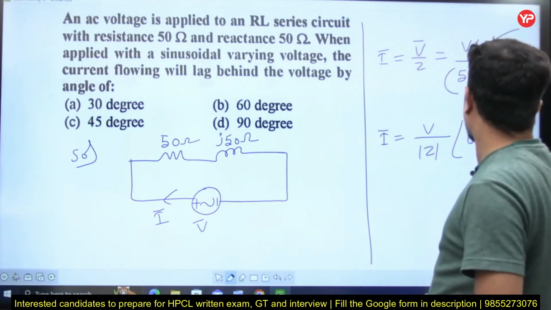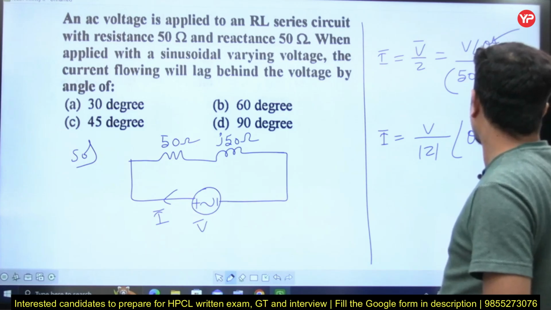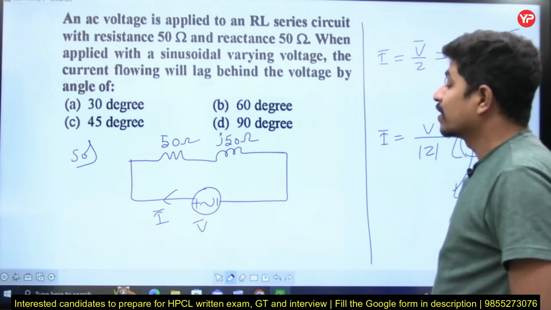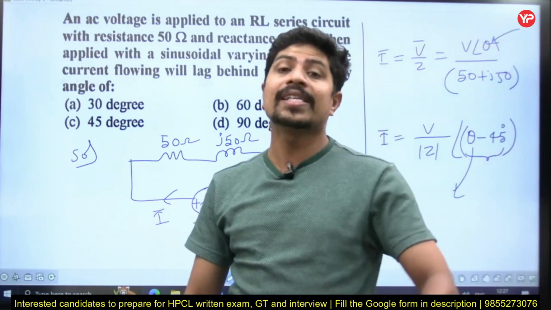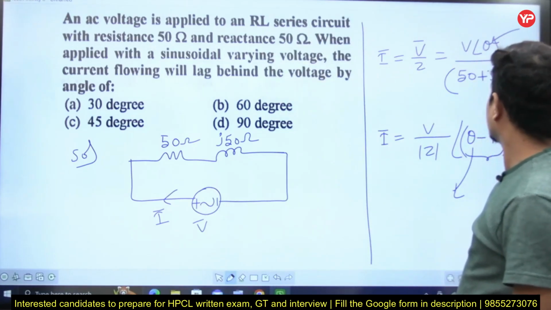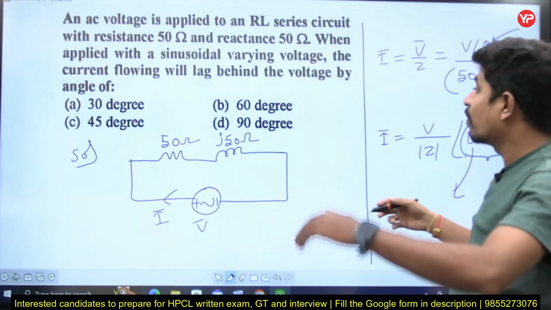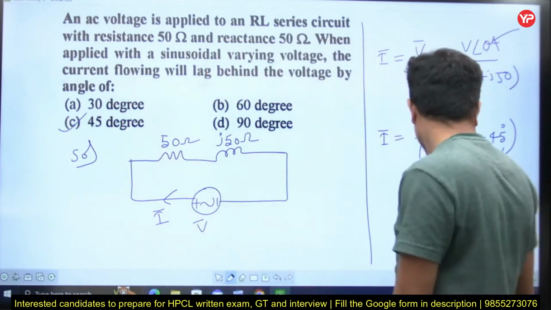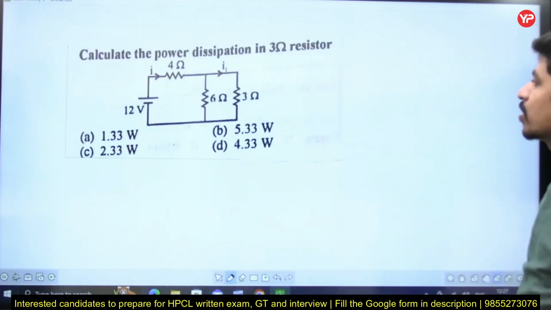When it goes to numerator, it will be minus 45. Now, this is voltage angle, this total is current angle. The current angle is 45 degrees lagging. So this is voltage angle. So when compared to this voltage angle, the current angle is 45 degrees lagging. So the answer is 45 degrees. Option is C. Let's go to the next question.